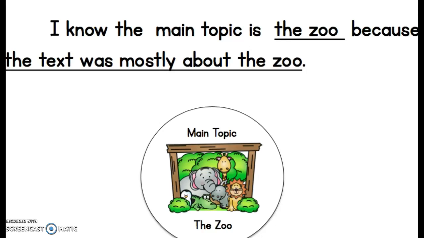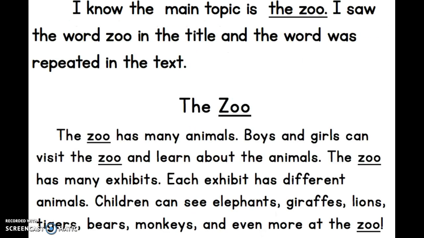Now, I know the main topic is the zoo because the text was mostly about the zoo. That was pretty easy, right? I know the main topic is the zoo. I saw the word zoo in the title, and the word was repeated in the text.